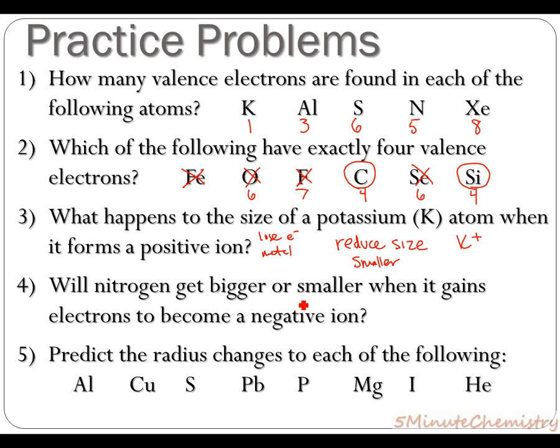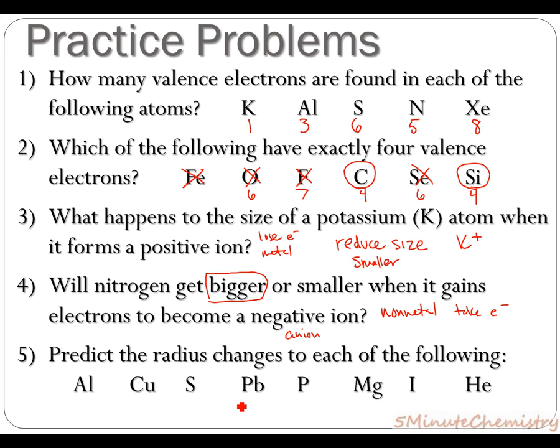Question, will nitrogen get bigger or smaller when it gains electrons to become a negative ion? So the first thing to think here is nitrogen. Nitrogen is a non-metal. That's the key. Non-metals will take electrons, right? So that means that they're going to end up being negative ions. That's the other key here. A negative ion, anion. So if we're forming a negative ion, it is going to gain electrons, which means I have more repulsions, more repulsions means these electrons aren't going to be held as tightly by the positive center, so they will get bigger.